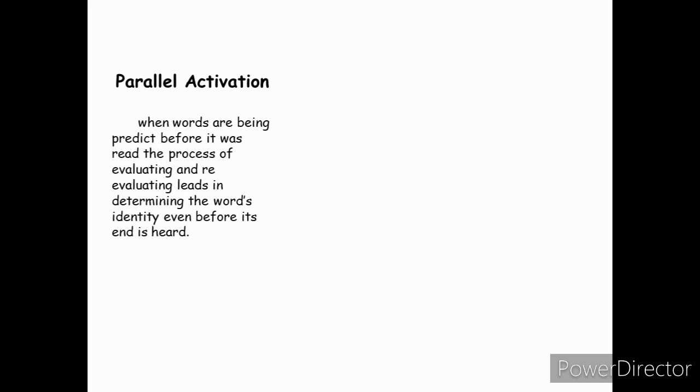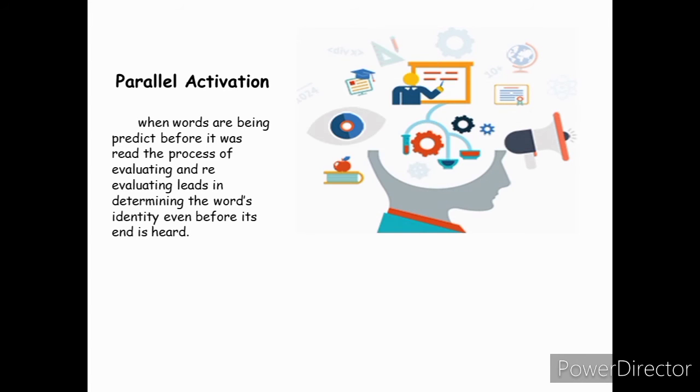And because of this ability of predicting the words, parallel activation is present. When words are being predicted before they are read, the process of evaluating and re-evaluating leads to determining the word's identity even before its end is heard. And we have been doing this, maybe consciously or unconsciously, in most of the things we do, especially when the auditory and vision systems are being used, just like what I experienced watching the video.